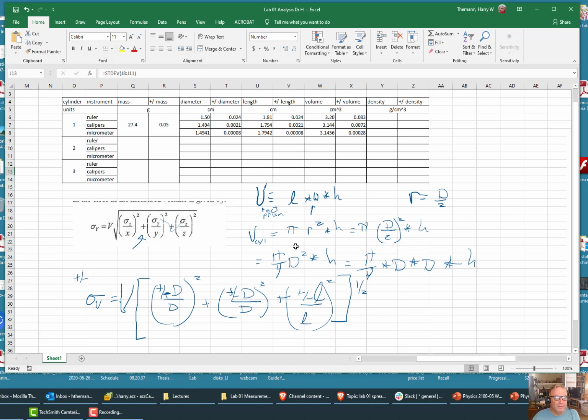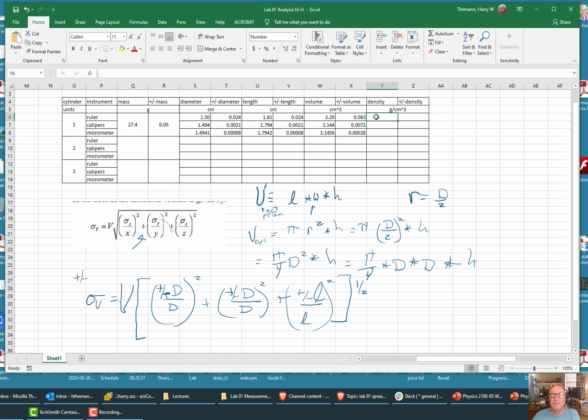All right, so now we've gotten our first set of errors, measurements and errors. It's pretty eerie how that looks like pi, doesn't it? And let's just double check this formula: pi over 4 times d times d times L. All right. So once again, the density is pretty easy.